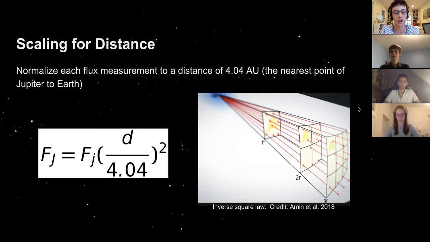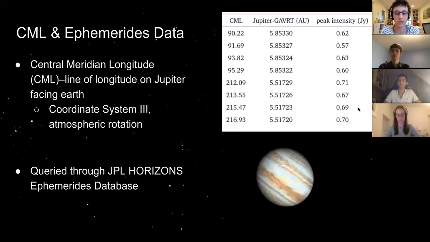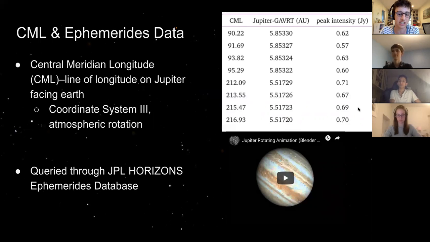Then we wanted to compare this flux to something in order to use it effectively, because it's going to vary throughout Jupiter. So we queried the ephemerides database through JPL Horizons in order to find the CML at the time of each scan, the line of longitude that was currently facing Earth, in accordance with System 3, which is the longitude system used for atmospheric rotation on Jupiter.